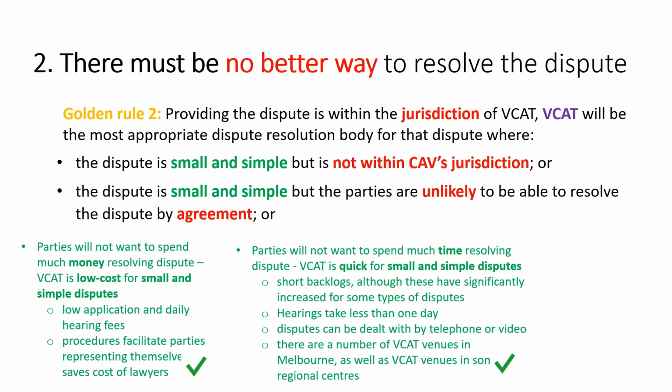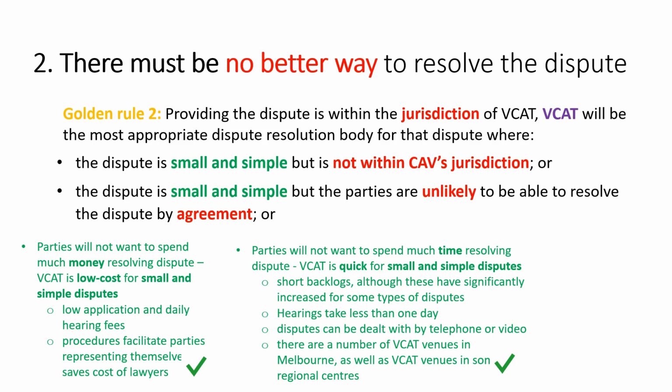Why is this? Well, as we've seen, both Consumer Affairs Victoria and VCAT are appropriate dispute resolution bodies for small and simple disputes because they are both low cost and quick for small and simple disputes. It is generally preferable for the parties to resolve their dispute by agreement rather than to have a decision imposed upon them by a third party. This is because, to reach an agreement, both parties will need to compromise, meaning that there is no clear-cut winner and no clear-cut loser. Consequently, both parties are more likely to be satisfied with the outcome.